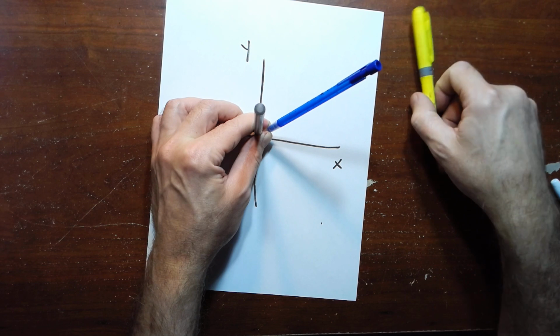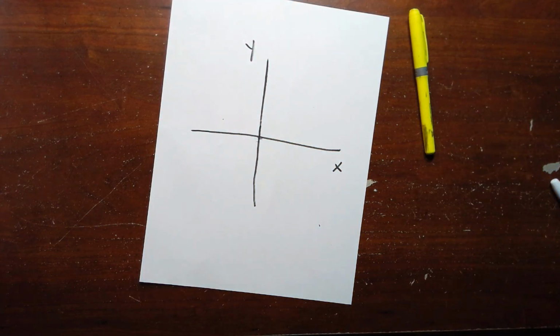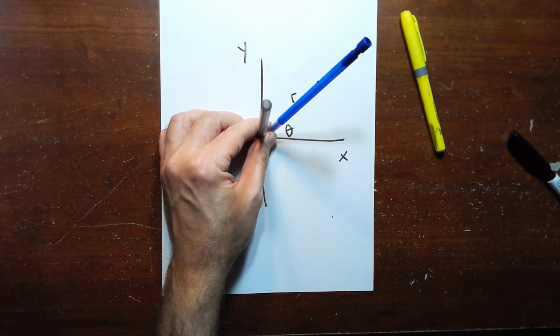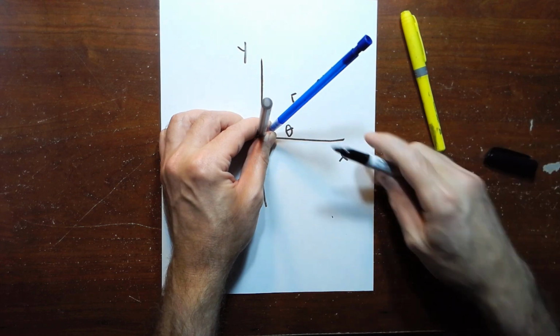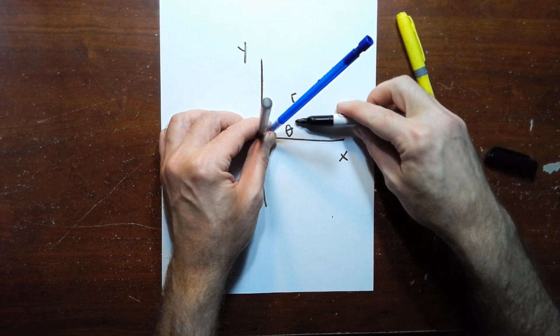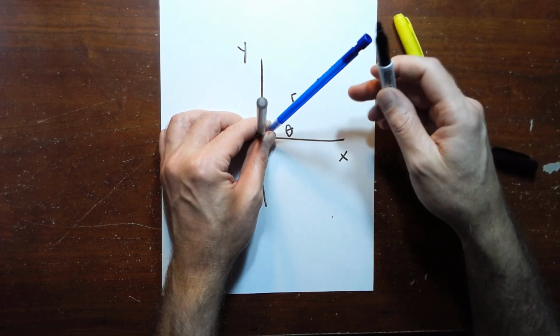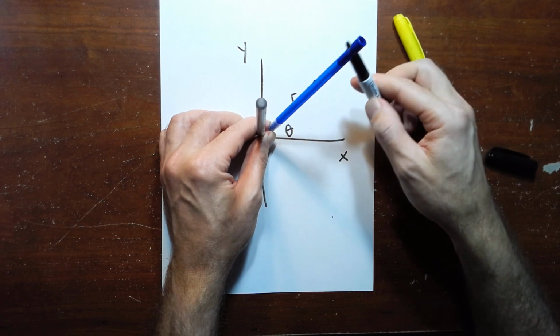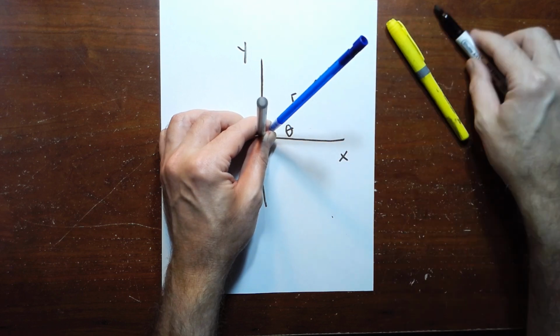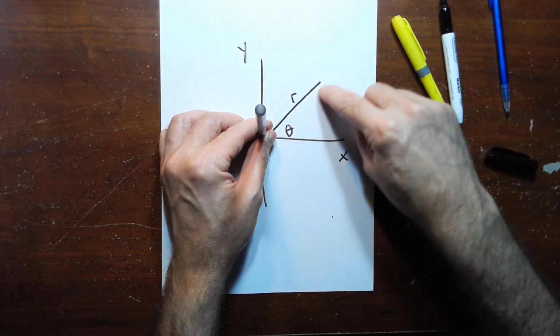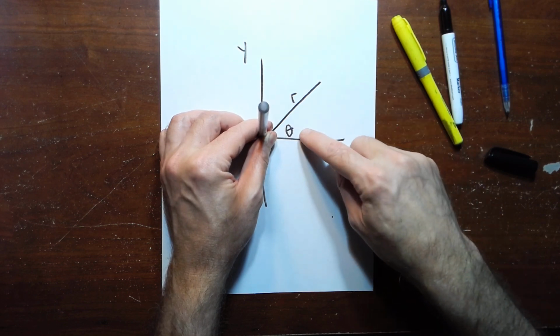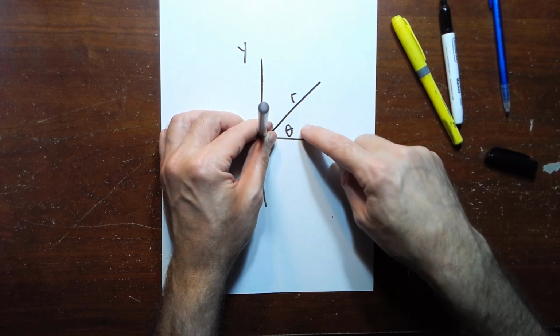Let me draw that in. So if you project this blue vector down onto the xy plane, it would create the r down here. It's like the shadow. And then theta is the angle between the x-axis and the r up here.